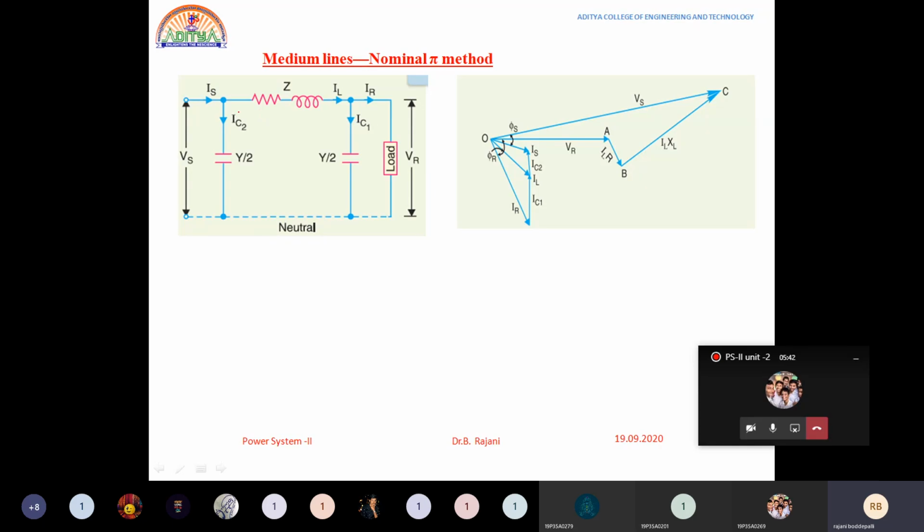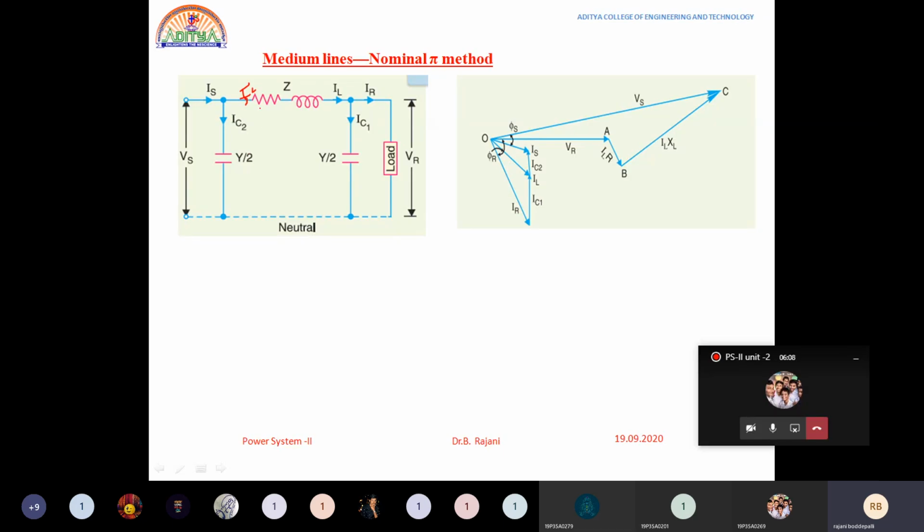You have to note one thing: this capacitance IC2 has no effect on this drop. Why? Because it is additive to this line current. IC2 plus IL gives you the IS. That means there won't be any drop in this particular IC2, the capacitor current.